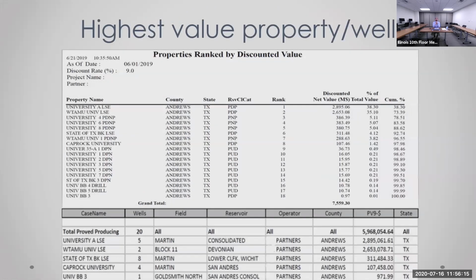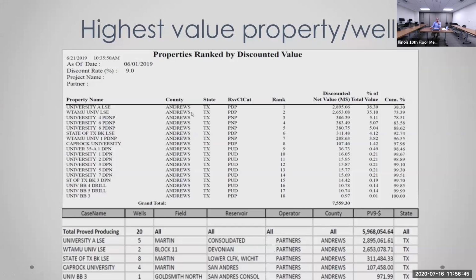All right, now highest value property per well. This is a breakdown of all the properties that we have in this evaluation, for example. This is how we like to see them. We'll break them down from highest PV9, so discounted net value total, and the percentage that they make of the entire loan, and then we'll just have a little cumulative section on the side.